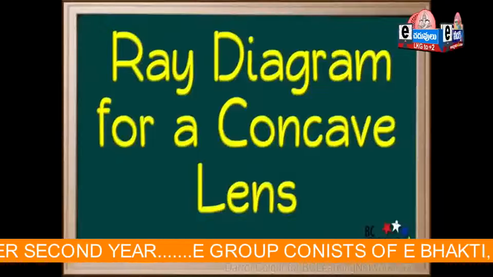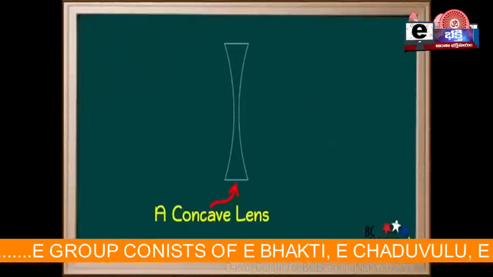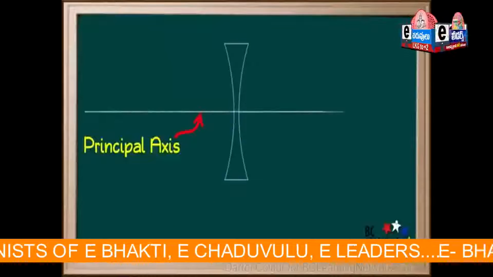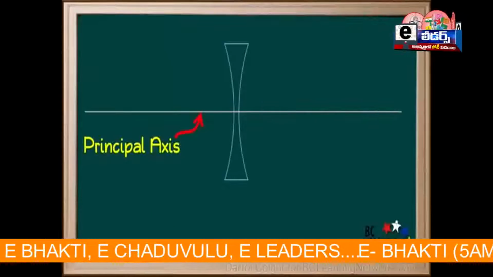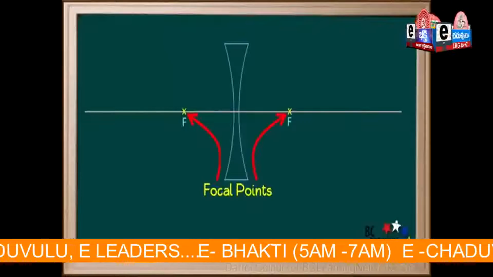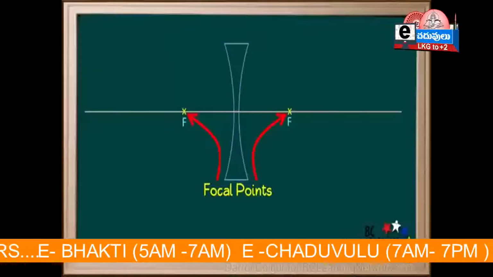Here, we'll show you how to draw a ray diagram for a concave lens. A concave lens is thinner in the middle and thicker on the top and the bottom. Here is the principal axis drawn through the middle of this concave lens. The positions of the two focal points are shown here. These will usually be given to you.